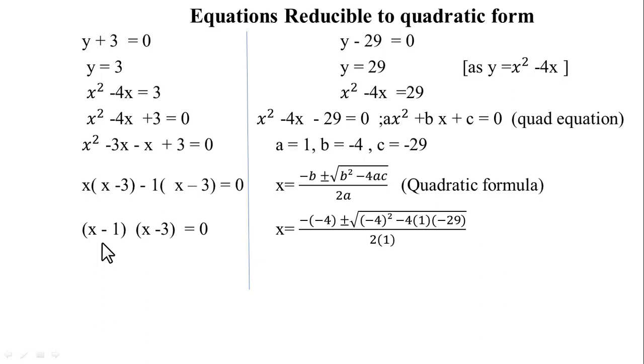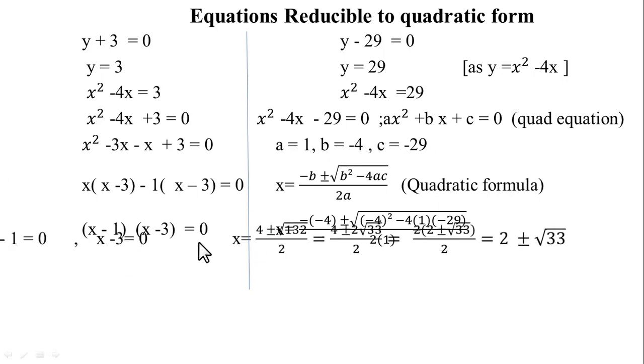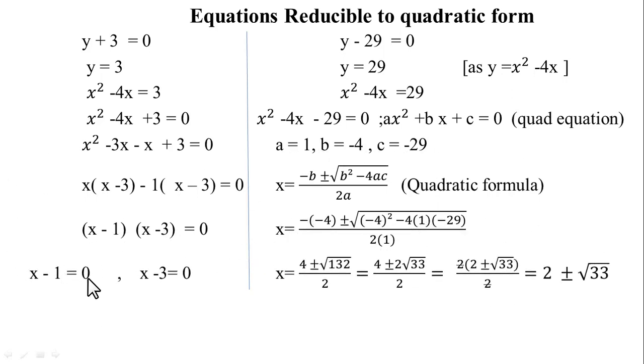Now here we can solve the two factors: x minus 1 is equal to 0 or x minus 3 is equal to 0. And here we can solve x is equal to minus b plus minus.